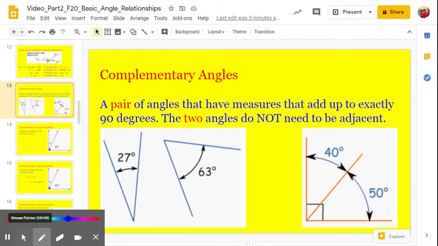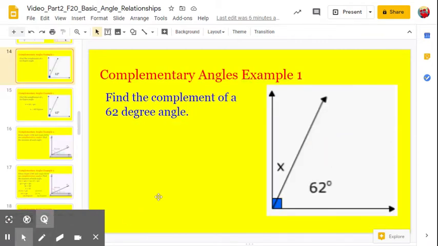Complementary angles is something I hope you have on your hard drive already. It's simply a pair of angles that have measures that add up to exactly 90 degrees. The two angles do not need to be adjacent. So that's why I give you these adjacent angles that happen to add up to 90 degrees. How do we know? The classic right angle we know is 90 degrees, and the angle addition postulate, right? These parts equal the whole. Here are two angles that are not adjacent, but they do add up to 90 degrees, so we call those two angles complementary angles.